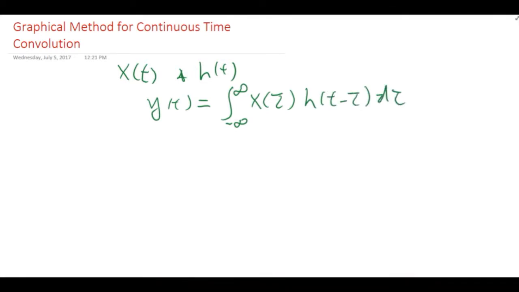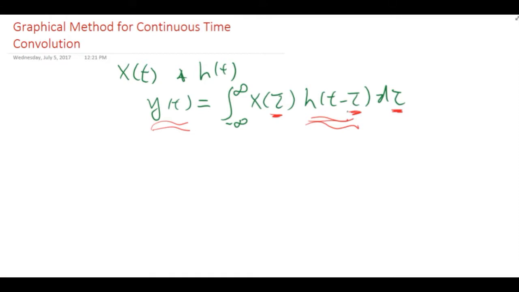An important thing to remind you is that the variable is no longer t. The variable in the convolution becomes tau. The reason is that we'd like to work out how y of t is at different values of t. Now, the interesting thing about this is what it actually means.